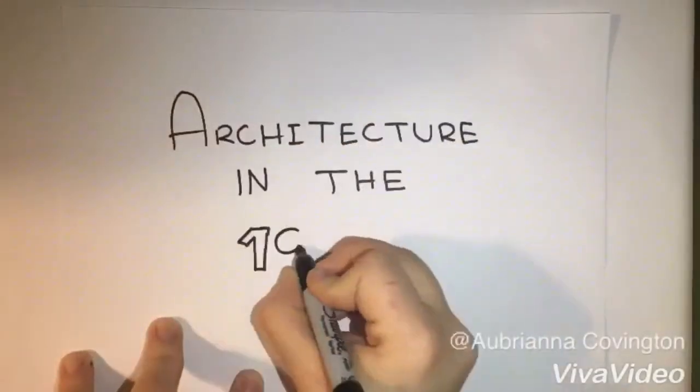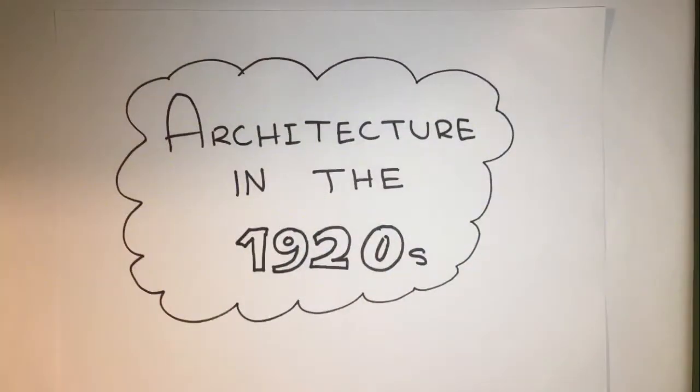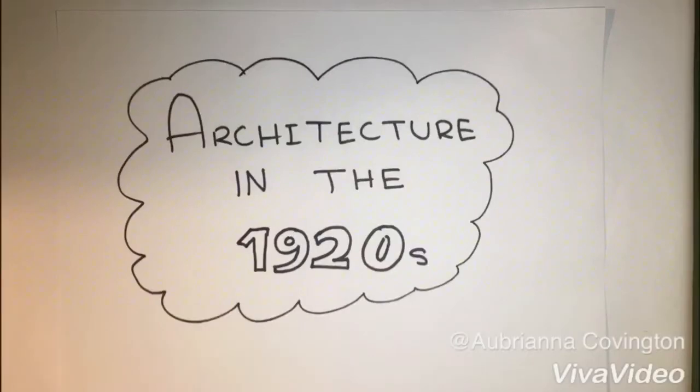So today I'm going to be talking about architecture in the 1920s, so the type of houses that were built then and the building history. So in the 1920s, there was a big push by politicians and leaders of industry to upgrade the standard of low-cost housing and make homes more affordable.